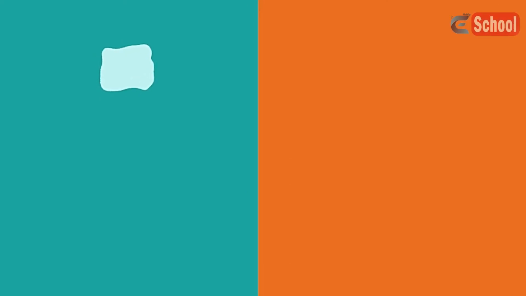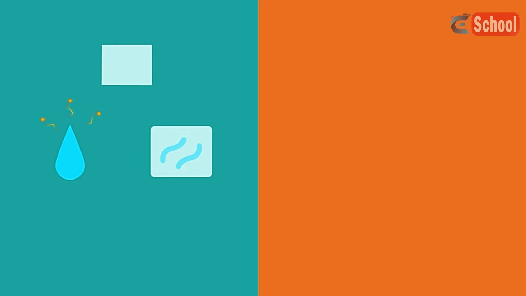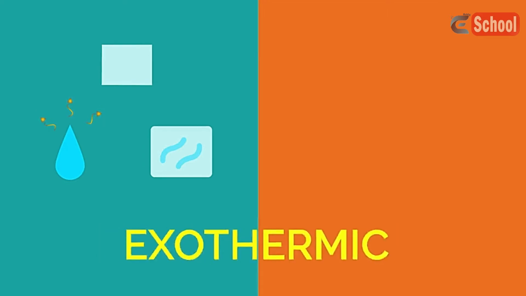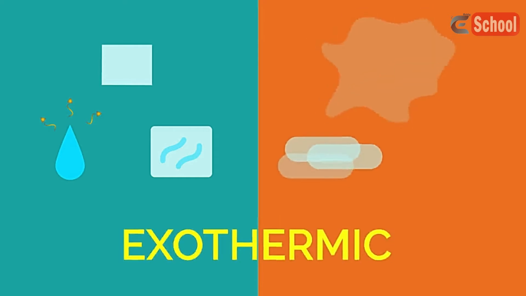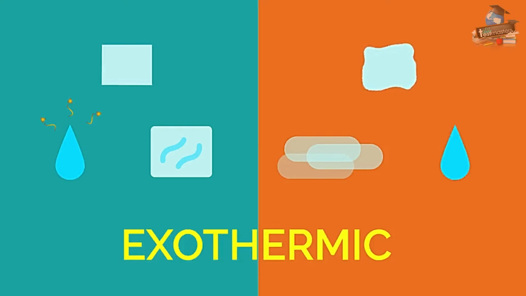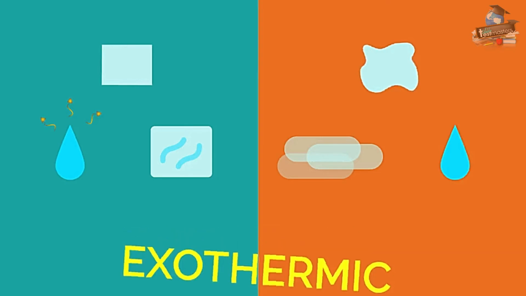When something freezes, it goes from liquid to solid. Bonds need to be made for this to happen, and to make bonds, you need to do some work. Thus energy is given out and freezing is exothermic. Similarly, when condensation happens, because the gas is going to liquid, again bonds need to be made, and so energy is given out. So freezing and condensation are both exothermic.